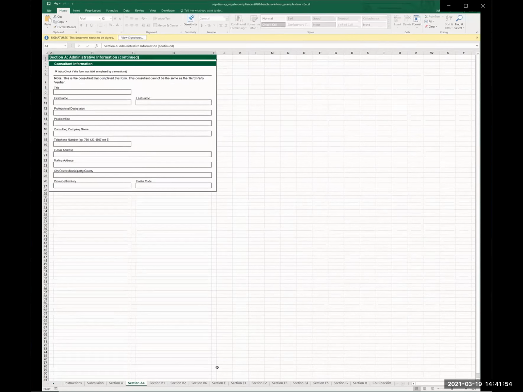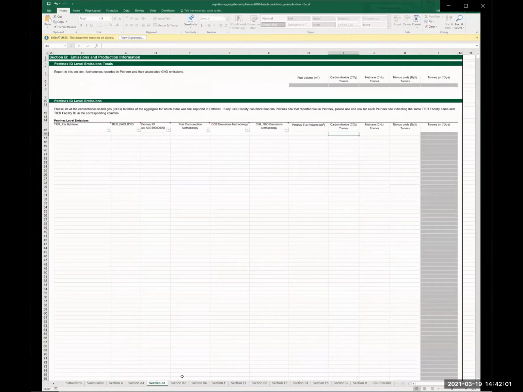We now move into the B sections of the form, where emissions and production data are reported. In sections B1 and B2, all of the aggregate emissions of CO2, methane, and nitrous oxide are reported, with the exception of CO2 from biomass and emissions from fuel that has had the federal fuel charge paid during a period when the facility had a federal exemption in place. In section B1, please list for each Petronex facility the methods used for measuring fuel consumption, CO2, methane, and nitrous oxide.